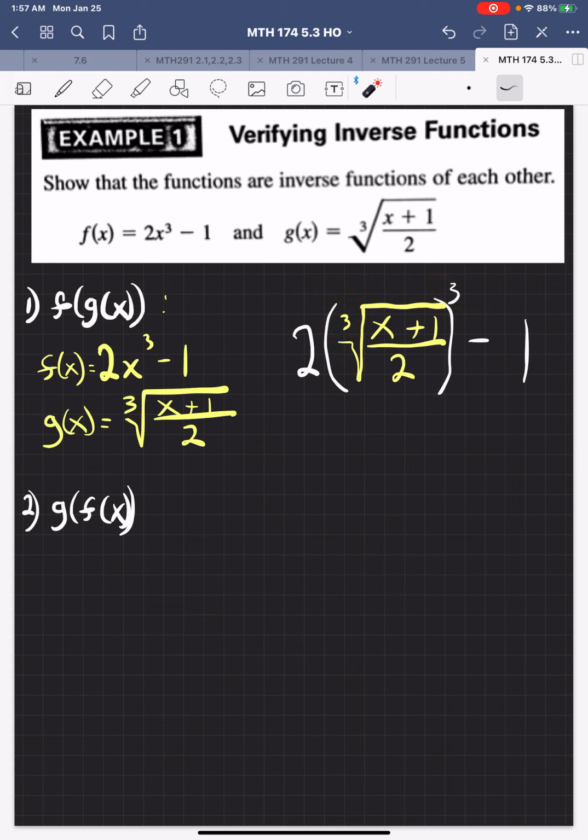It's like, okay, 3 to the power of 2 is 9, right? And the square root of 9 is 3. So 3 squared is 9, square root of 9 is 3. So you see how they undo each other, right? So if you cube a cube root, those operations would cancel. You would be left with 2 times just the radicand, x plus 1 over 2, minus 1.